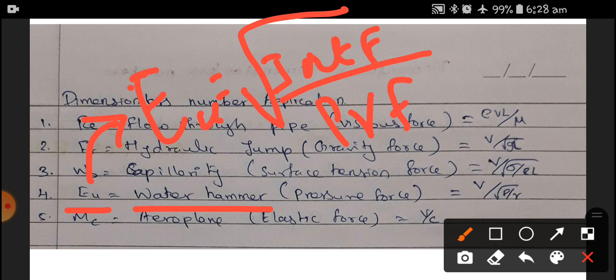It produces pressure waves that are called water hammer. In order to measure the water hammer, we are using the Euler number. Not only for water, if we want to transfer a petroleum product or a gas or an oil, we are using the Euler number in order to make sure that the pipe will not burst at any cost. For that purpose, the Euler number is being used.